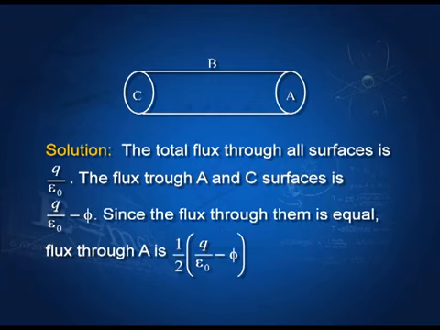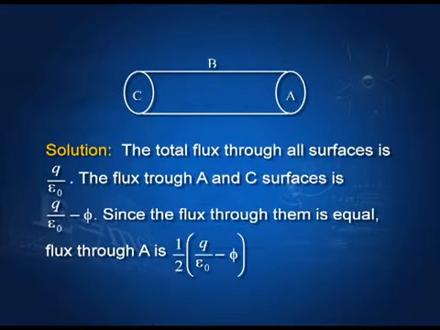That is the total flux q by epsilon 0 minus the flux through this surface, which is phi. So, the flux through surfaces A and C is q by epsilon 0 minus phi, and since these surfaces have equal area, therefore the flux through any one of them is half of that quantity. So, the flux through A or C is half q by epsilon 0 minus phi.